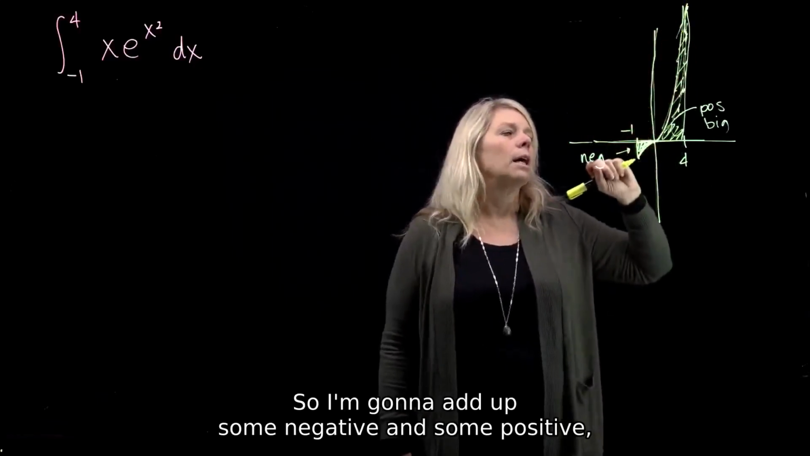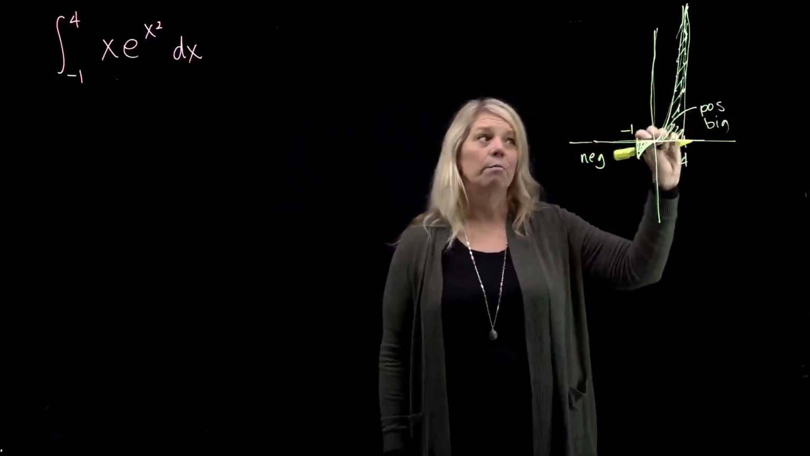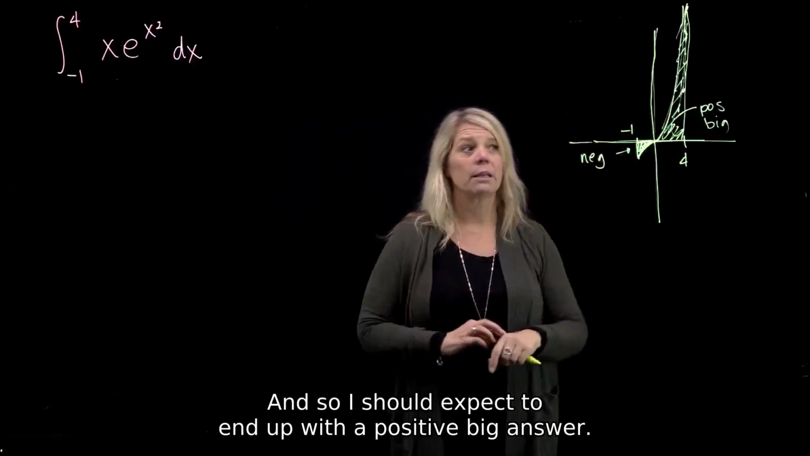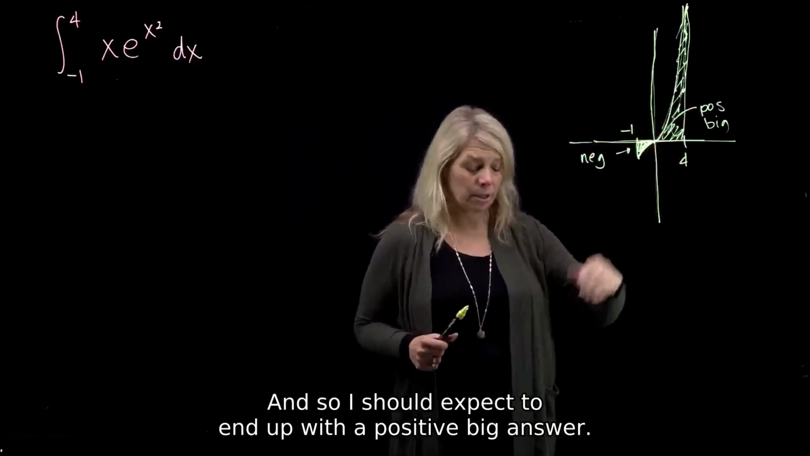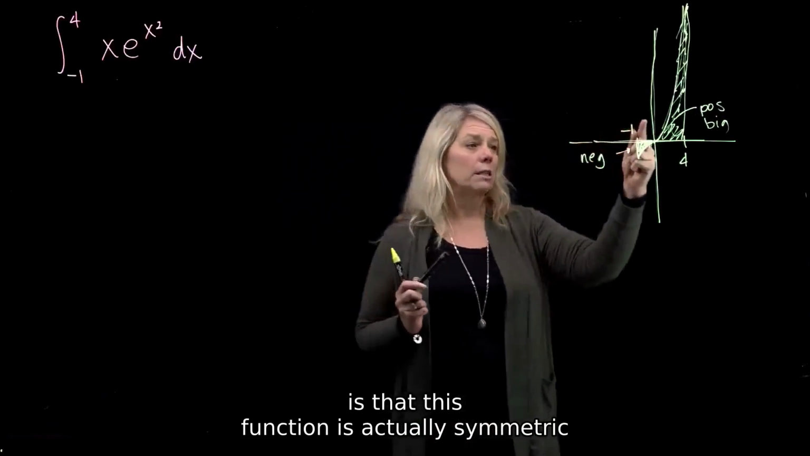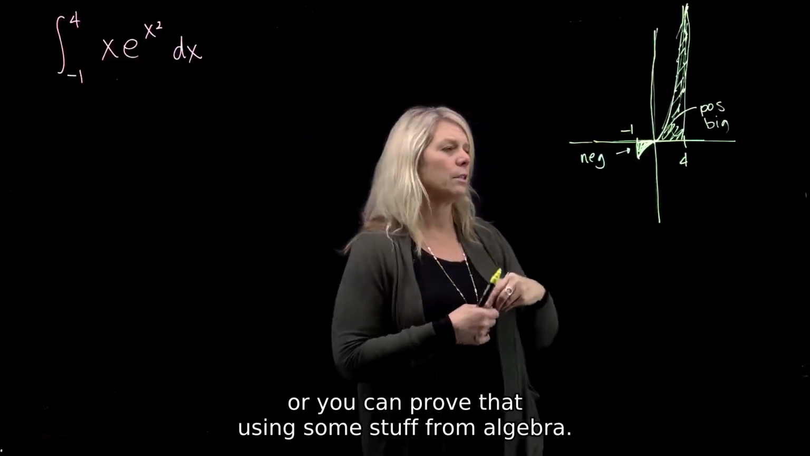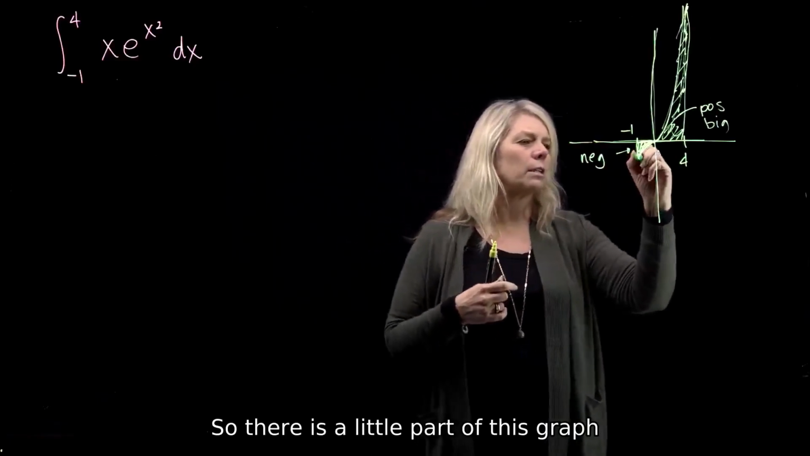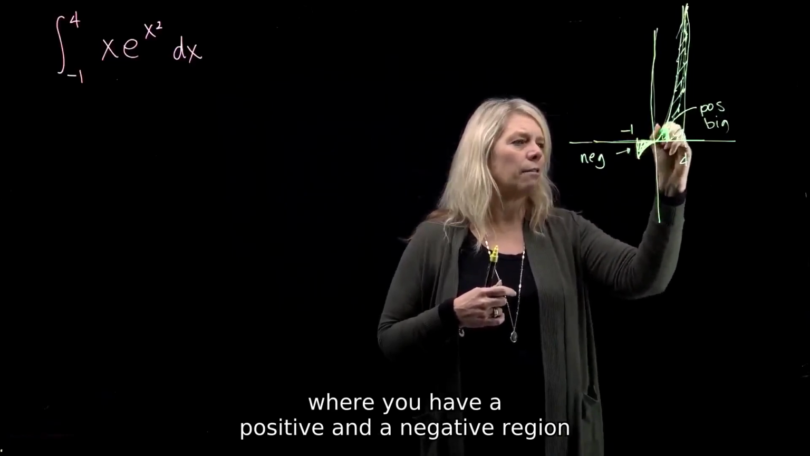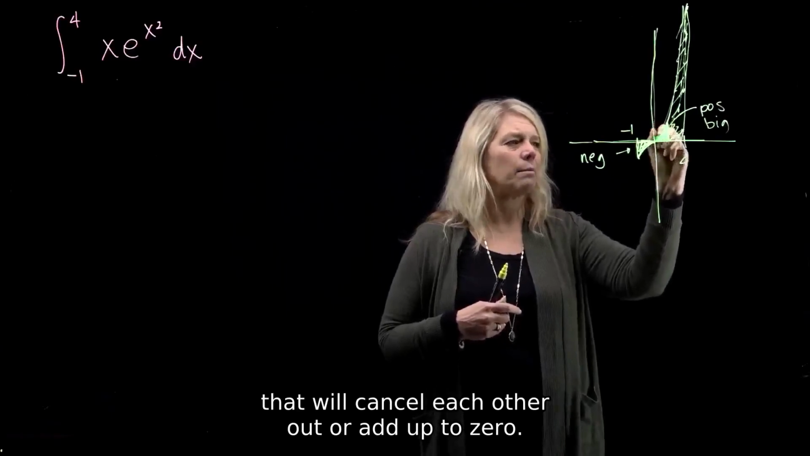Right? So I'm going to add up some negative and some positive, but the positive is going to way outweigh the negative. And so I should expect to end up with a positive big answer. The other thing that maybe you think about is that this function is actually symmetric with respect to the origin. You can maybe see that on the graph, or you can prove that using some stuff from algebra. So there is a little part of this graph where you have a positive and a negative region that will cancel each other out or add up to 0.